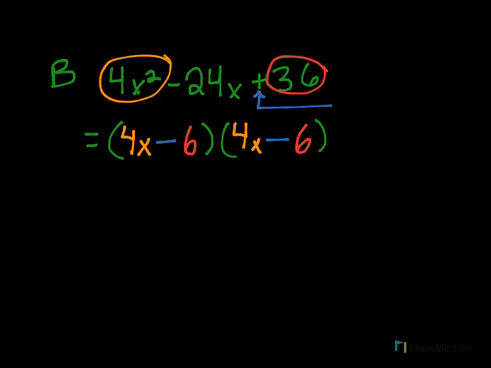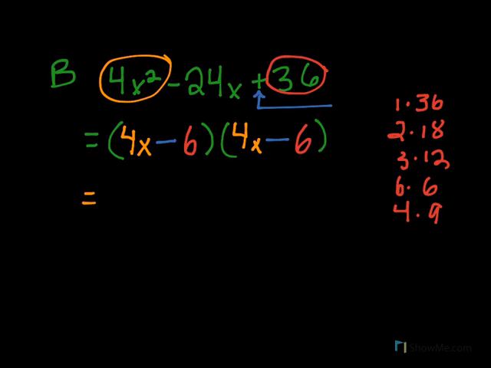Now I want you to notice, you could start listing the multiples: 1 times 36, 2 times 18, 3 times 12, 6 times 6, and 4 times 9. I think that's it. But you don't have to do that anymore, because this is a special case. If you're able to identify that the first term is a square term and the last term is also a square term, then the only thing you have to do is this.